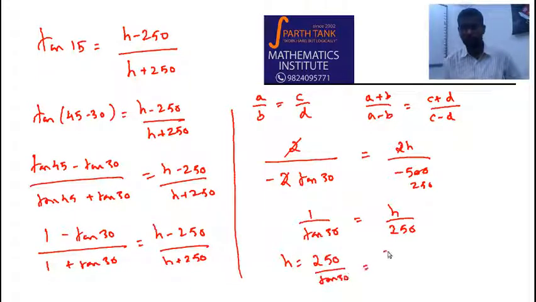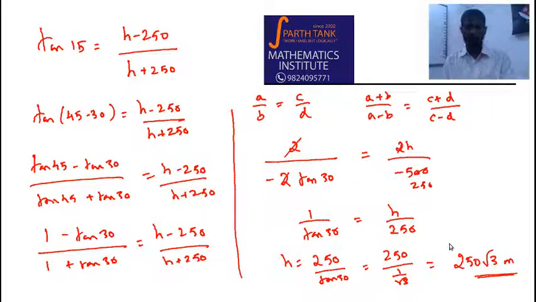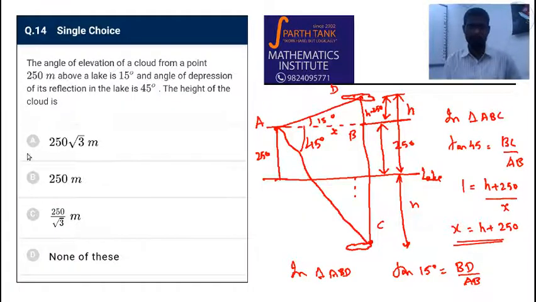Now I can substitute the value of tan 30 of course, which is 1 by root 3, which gives 250 root 3 meters. So the answer is 250 root 3 meters is the height of the cloud. 250 root 3 meters, option A. Quite a simple problem based on heights and distances. Just do it carefully. All the algebra, do it carefully.